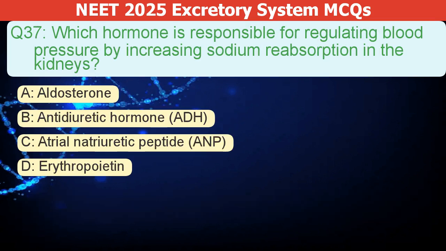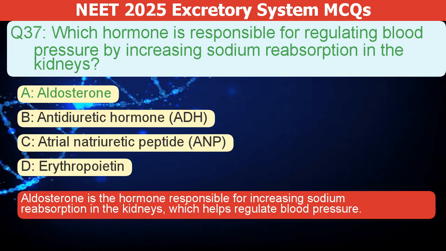Which hormone regulates blood pressure by increasing sodium reabsorption in the kidneys? A. Aldosterone. B. Antidiuretic hormone, or ADH. C. Atrial natriuretic peptide, or ANP. D. Erythropoietin.